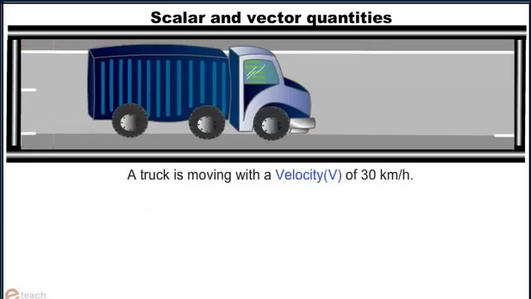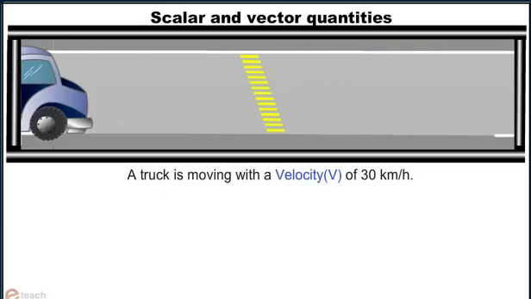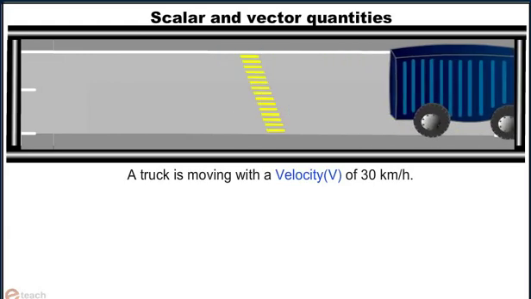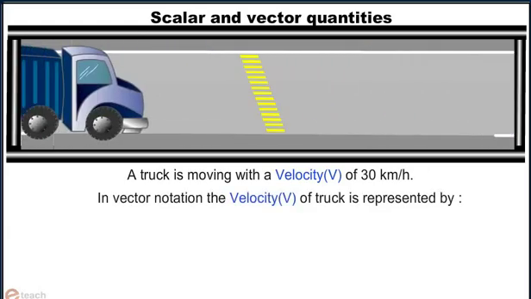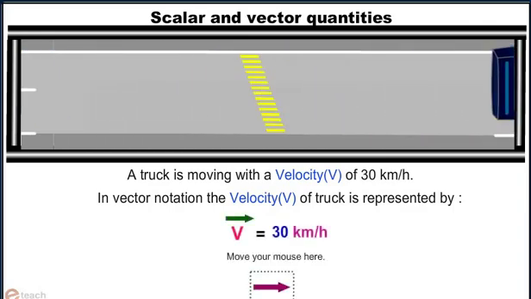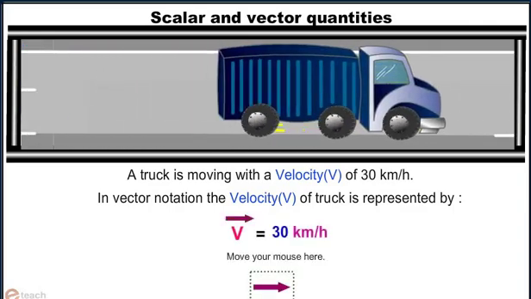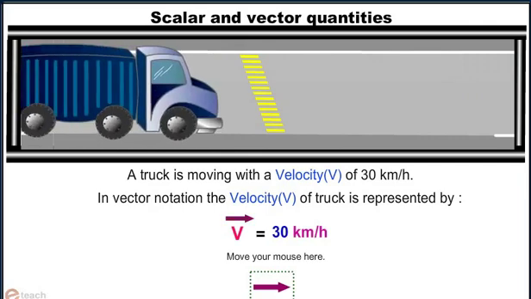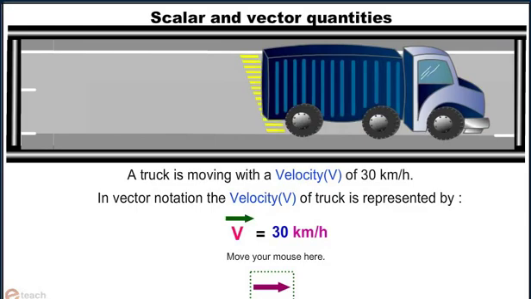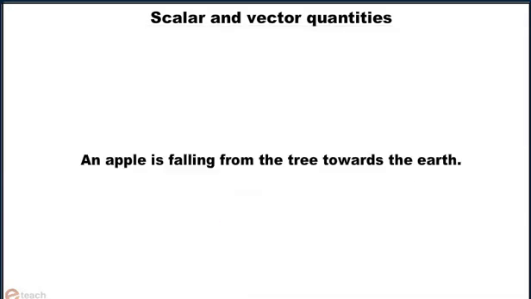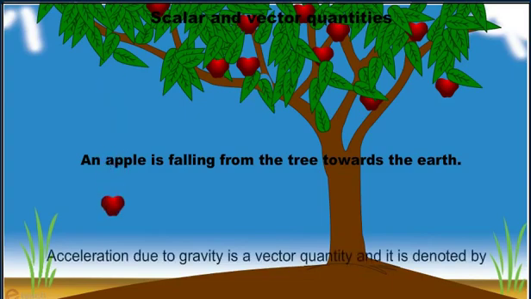The truck is moving with a velocity of 30 km per hour. In vector notation, the velocity v of the truck is represented by a vector. An apple is falling from the tree towards the earth. Acceleration due to gravity is a vector quantity and it is denoted by a vector.